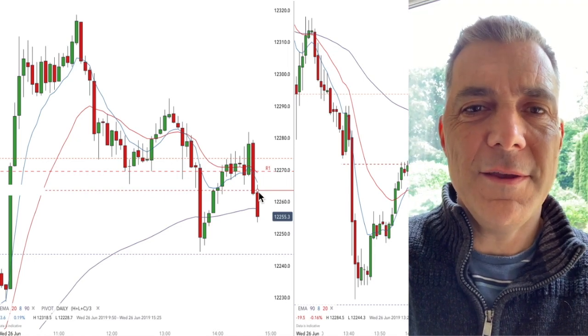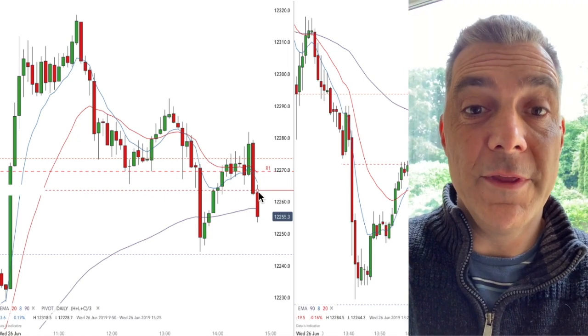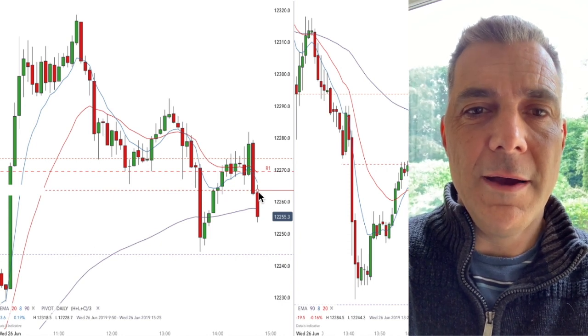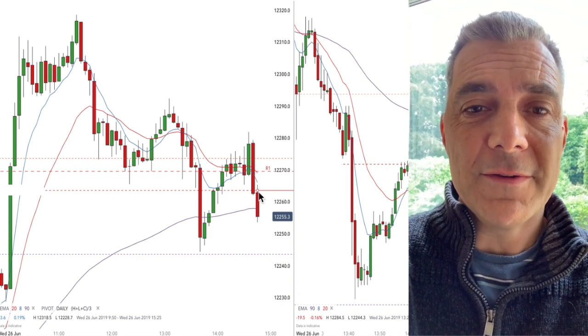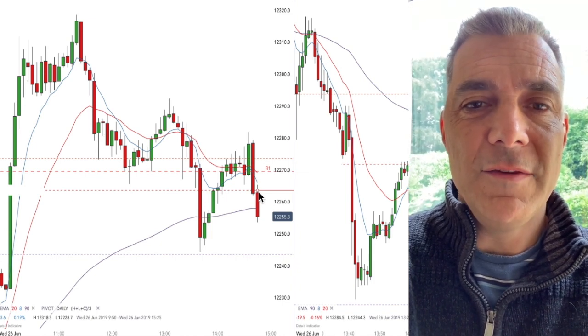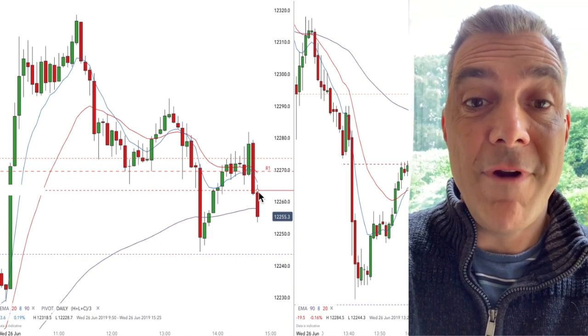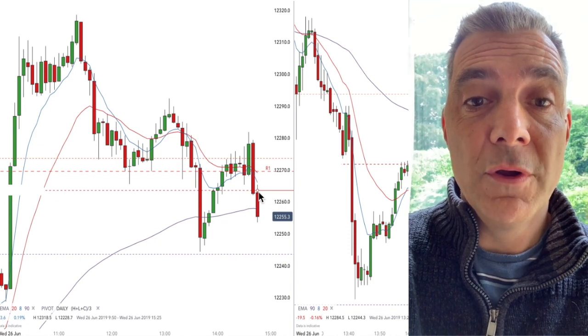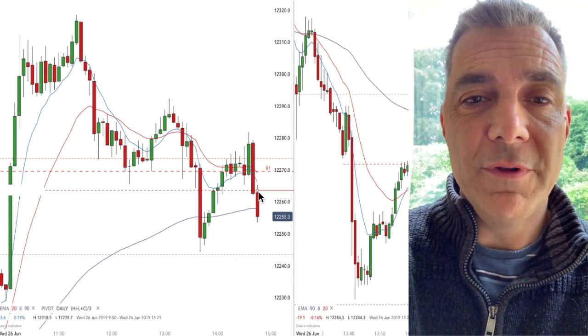Okay, guys, I'm going to take you through a trade that I took today on the DAX. I often trade the DAX. It's one of my favorite indices. One of the reasons for that is because it regularly offers good reward to risk opportunities.